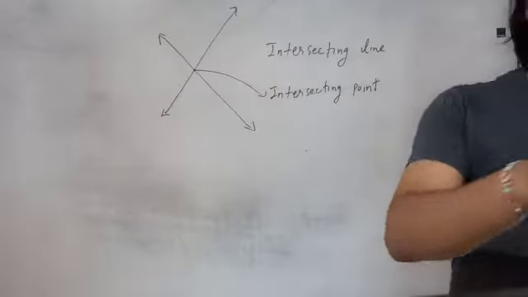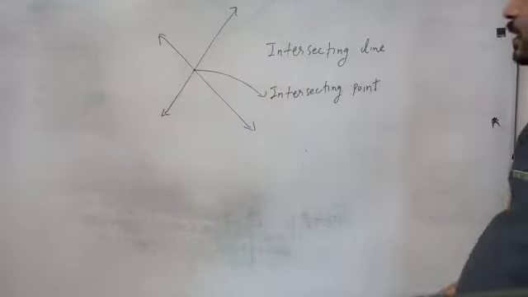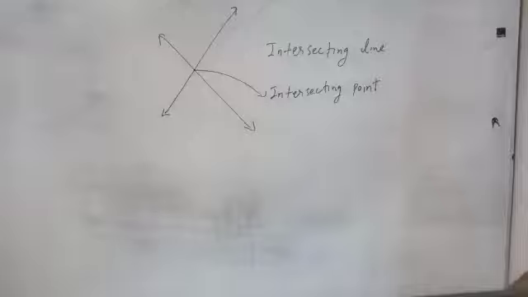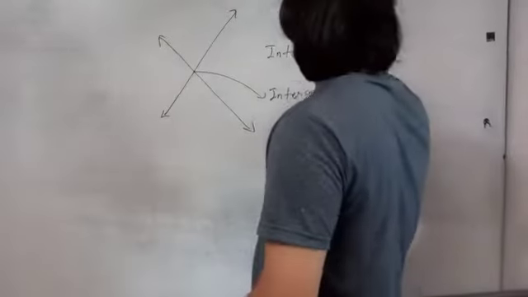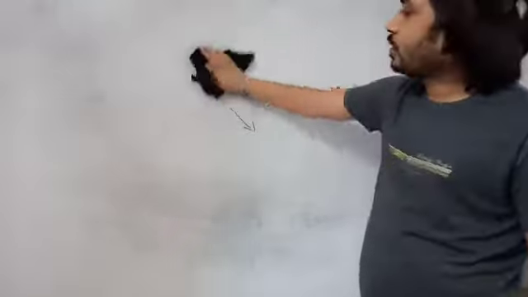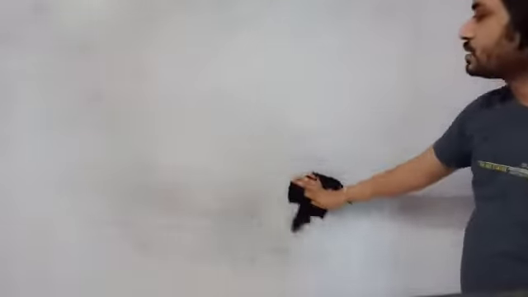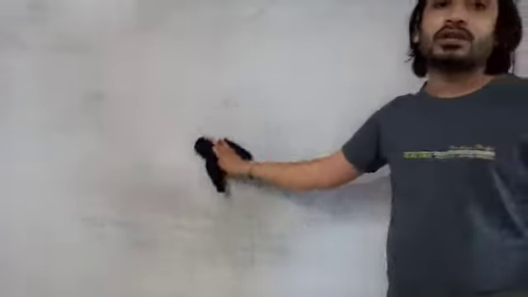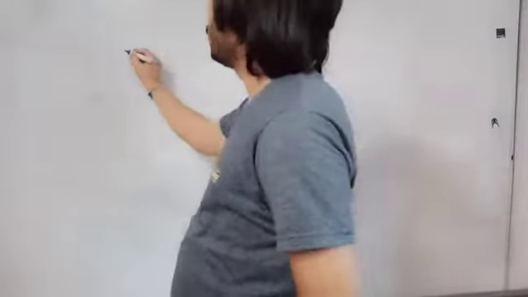Now we are moving on to the next, the transversal line. First, this intersecting line you have to write in your fair copy. So what is an intersecting line? When two lines cross each other, they are known as intersecting lines. And when these two lines meet at a point, that point is known as the intersecting point. That you have to write in your fair copy.